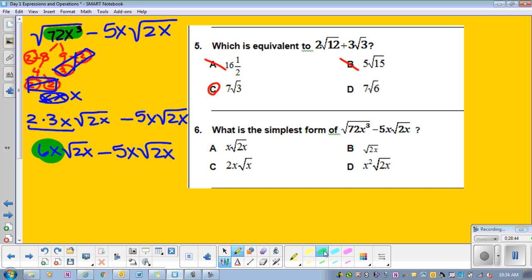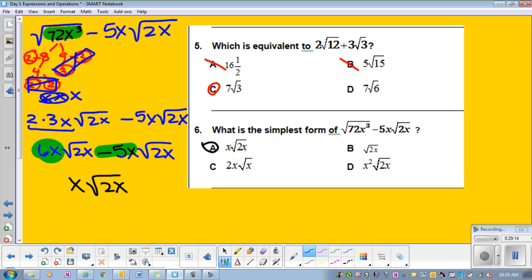Okay. Right? 6x minus 5x. That's what you can do. All you need to do is just subtract the outside. What's 6x minus 5x? 1x. And then you see how your radicals are the same? You just bring them down. So x root 2x. Okay.